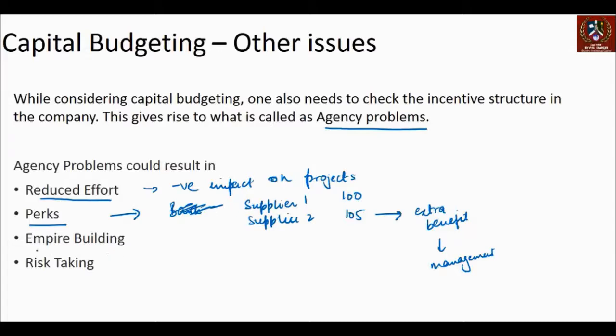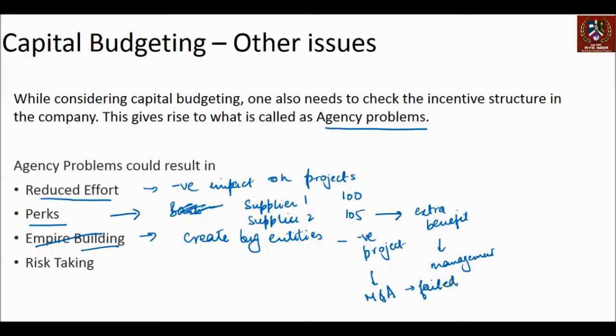That's the perks issue. Empire building is essentially a scenario where, regardless of the outcome, managers tend to create big entities. There is this enthusiasm of managers where they say we will create huge entities, because it appears they are really big if they are managing big entities. Sometimes these are negative projects that are taken. There are time and again examples of mergers and acquisitions that companies have done which have failed purely because the management wanted to showcase a very big entity under them, but in reality it was not economically viable.